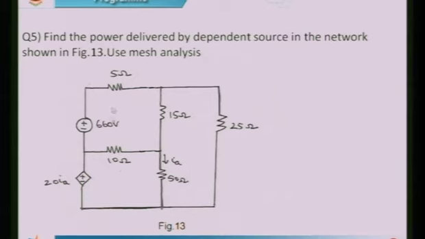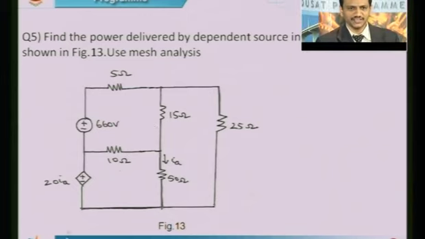Use mesh analysis. Now the dependent source is here, and what you can observe is the dependent source value is 20 IA. That means the voltage value here is controlled by the current that flows through 50 ohms, that is IA. So this is the current controlled voltage source. Now our objective is to find the power delivered by this dependent source. Let us see.